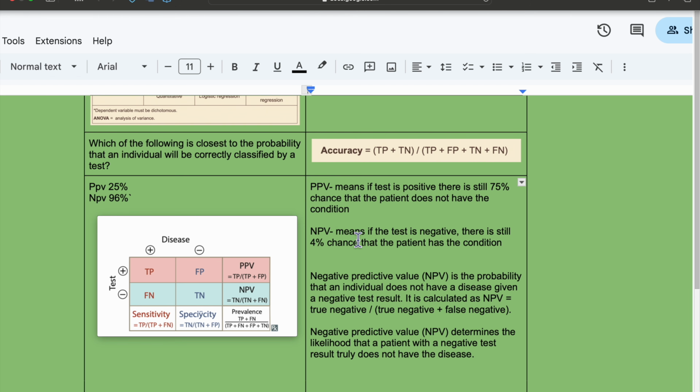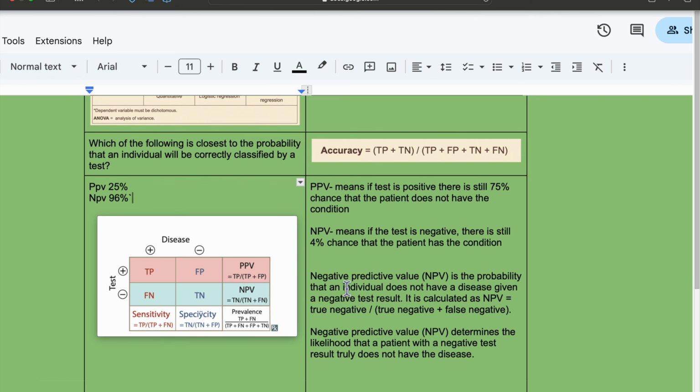Okay. Negative predictive value means if the test is negative, there is still a 4% chance that the patient has the condition, right? So negative predictive value is 95%. So if the test is negative, there's a 95% chance that it is negative. However, there's still 4% left over. That means that they still have the condition. They could still be positive for the condition. It just didn't get picked up.